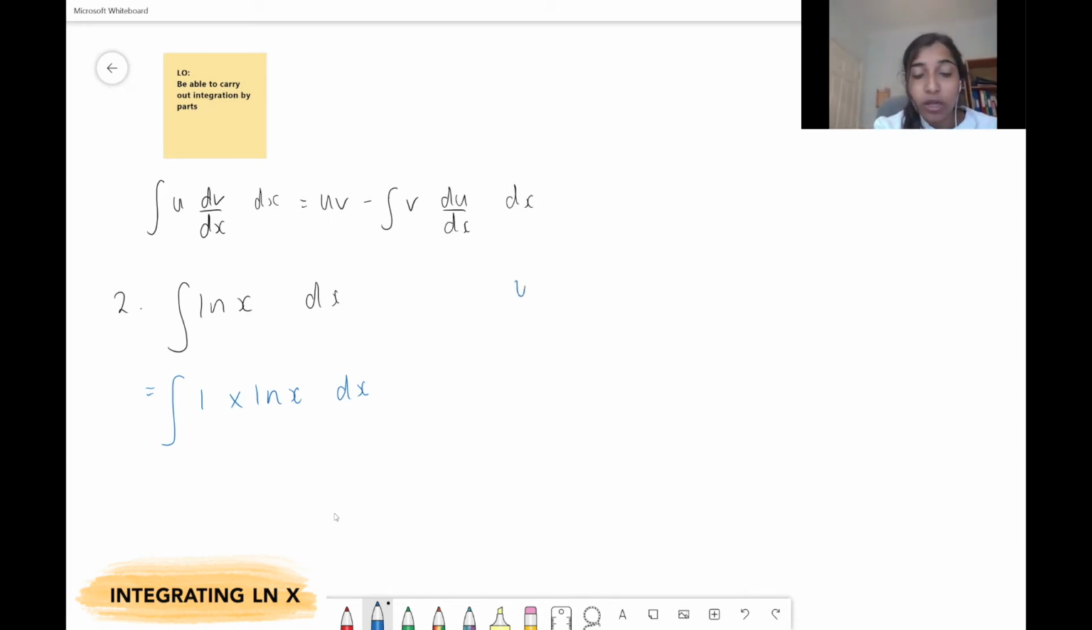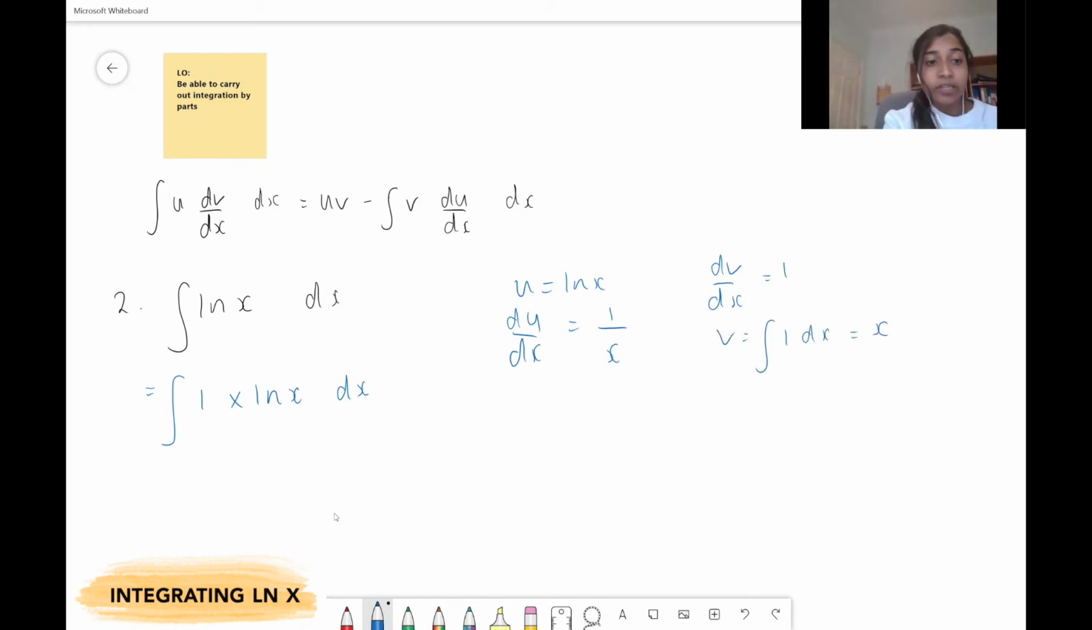So we could call our u ln x, because if you do du over dx, you just get 1 over x. And then if we call our dv over dx equal to 1, then our v is just the integral of 1, which is just x. So now we can just plug this into our formula here, and we get u times v, which is just x ln x, minus the integral of v times du over dx.